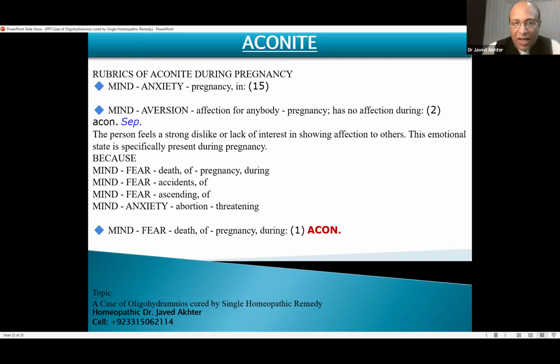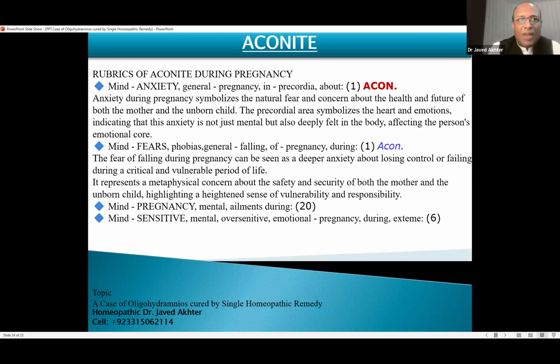Okay. Now, another rubric is fear of death during pregnancy. This is a single rubric. The pregnant patient herself has the fear that she may die during the pregnancy. This is a single rubric, a single remedy, only aconite. Another rubric is anxiety during pregnancy in precordia. This is only aconite.